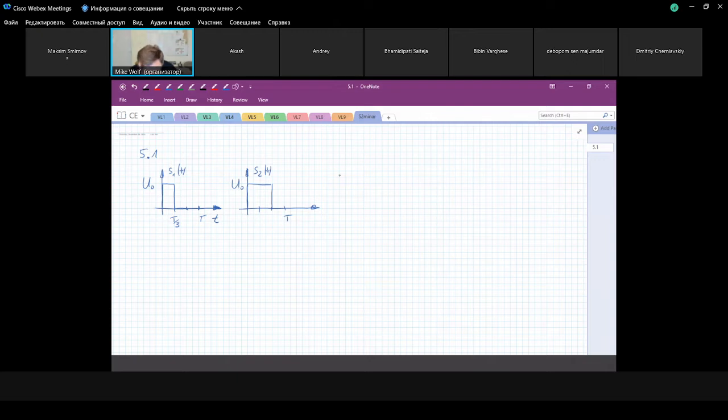And then there is a third signal, and this signal looks like this. T, again, we have this spacing of T by 3, but here we have T by 3, this is 2 by 3 T, and then the pulse is located here at this position. This is U naught, and this is S3 of t. And then there is a last signal, and it has a duration which is the same as capital T.